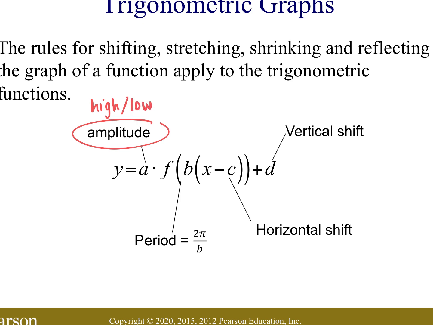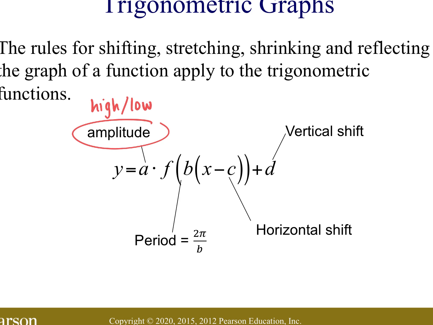It's always the number in front. Okay. You can affect the period of a graph, and we calculate that using 2 pi, which is a full circle, divided by the value of b. So it's always 2 pi divided by b to figure out your period.